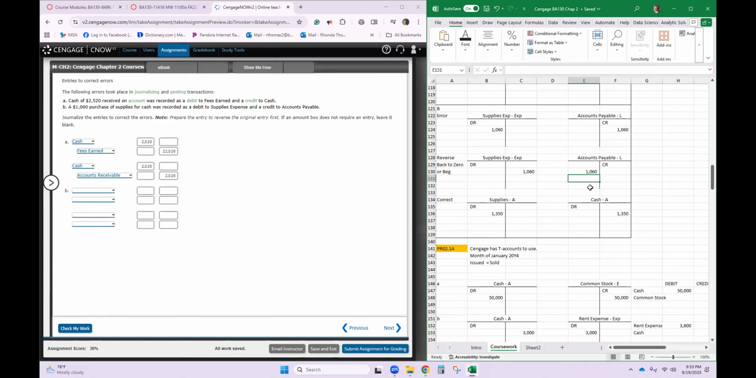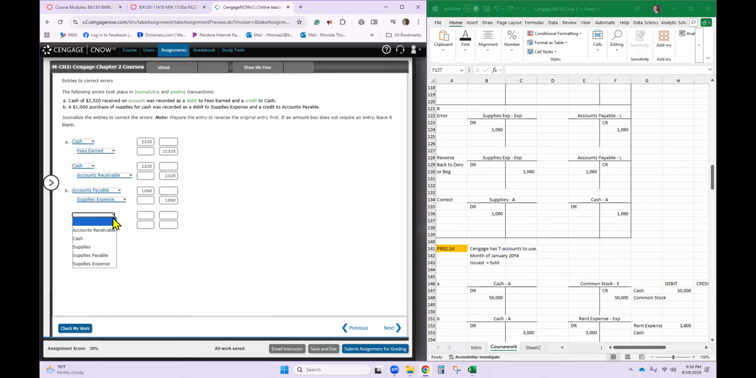See, this way you can see the reversal of it. And now where does it go? It goes in the supplies account, which is an asset, and we actually paid cash for it. So let's put the reverse in. So that's a debit to accounts payable, okay, and a credit to supplies expense.